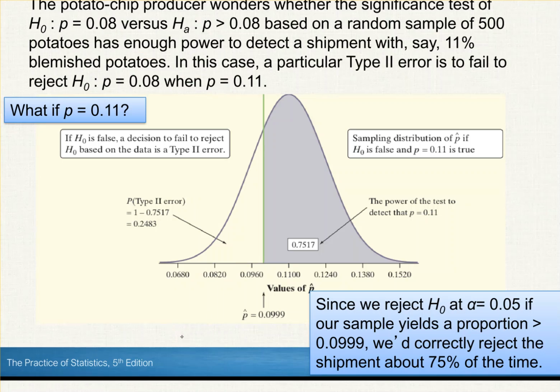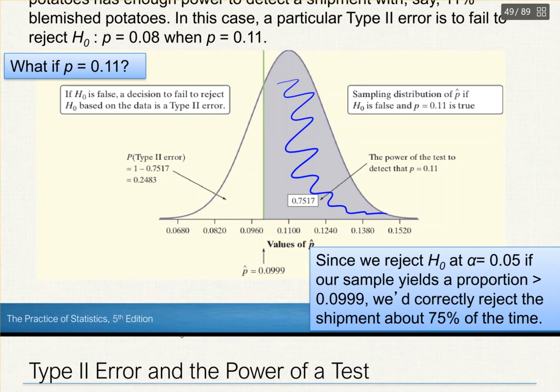So what ends up happening is, in that case, this area represents the number of shipments that I would reject using my calculation that we did above. But if the true population was 0.11, that means about 75% of the time we would reject it. But this right here is 0.25 ish. So 25% of the time, even if there's 11% blemished potatoes, we would still accept the shipment. So fail to reject the hypothesis. We would still accept the shipment about 25% of the time. And that's what the power is talking about.